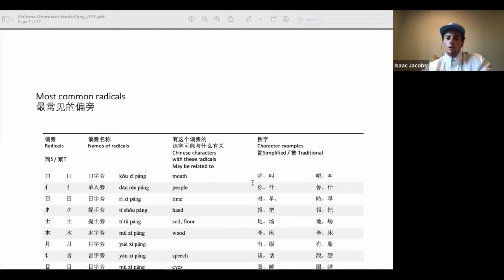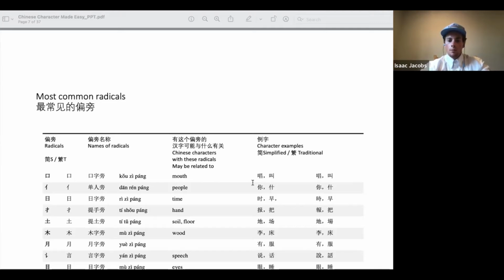Learning and memorizing radicals is very helpful in learning Chinese characters. Here are some of the most common radicals. Characters with 口字旁 radicals are usually related to mouth. Characters with 单人旁 radicals are usually related to people. Characters with 日字旁 radical are usually related to time. Characters with 提手旁 radical are usually related to hand. Characters with 提土旁 radicals are usually related to soil or floor. Characters with 木字旁 radical are usually related to wood.